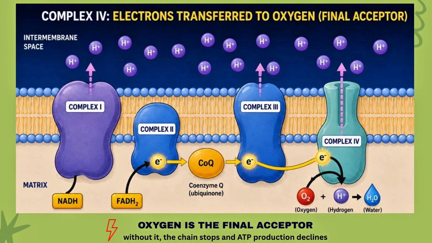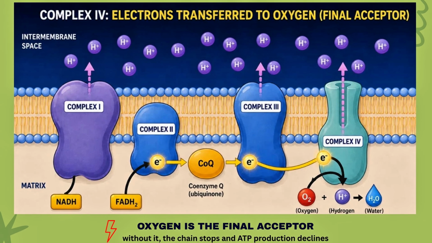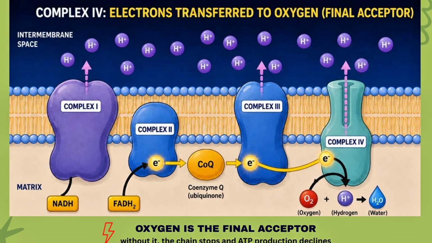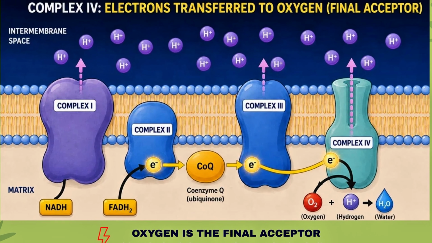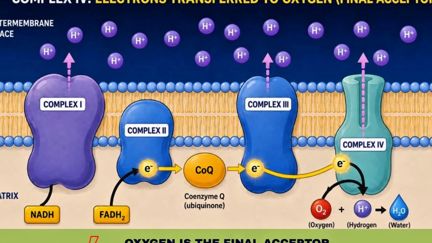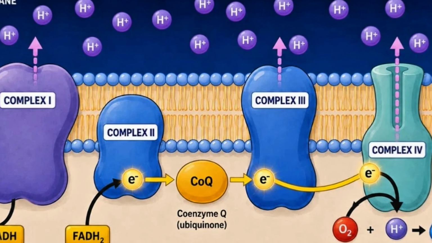This step is very important because it prevents electrons from building up in the chain. Without oxygen, the electron transport chain would stop functioning, and ATP production would decrease significantly.